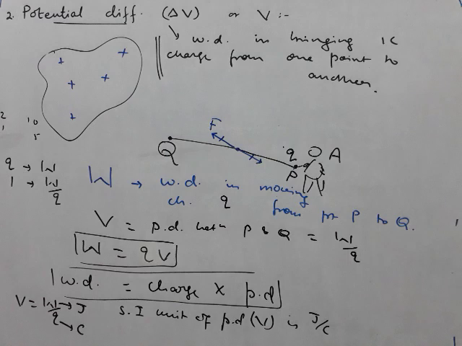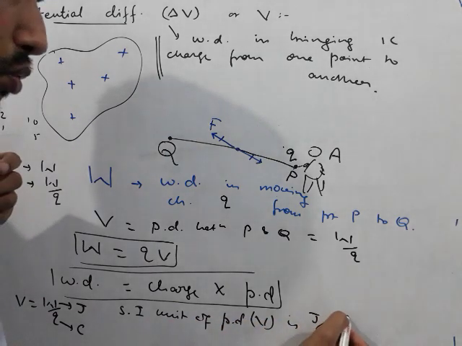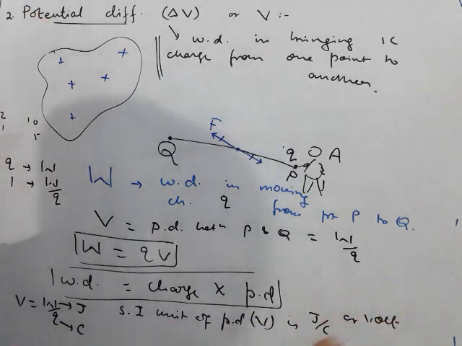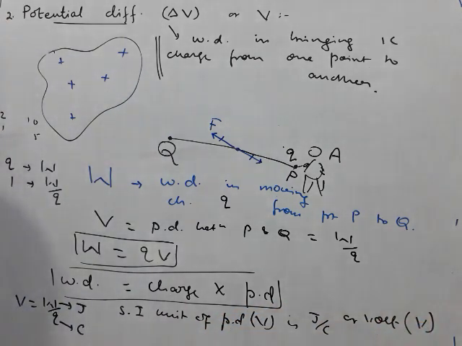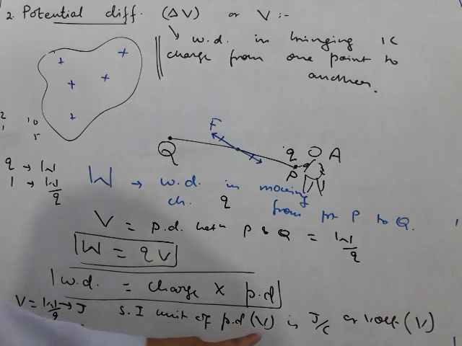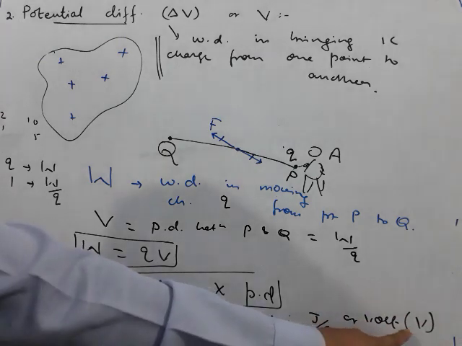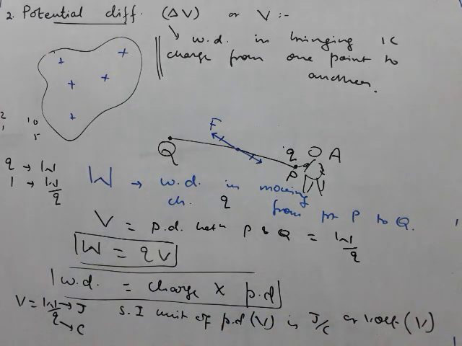Now this joule per coulomb can also be written as volt. This is also called volt, whose symbol is V. See these two V's. This V is the symbol for potential difference. This V is the symbol for its unit that we write as volt.